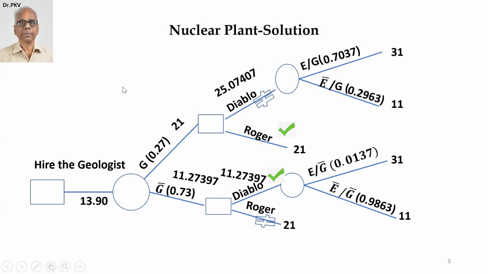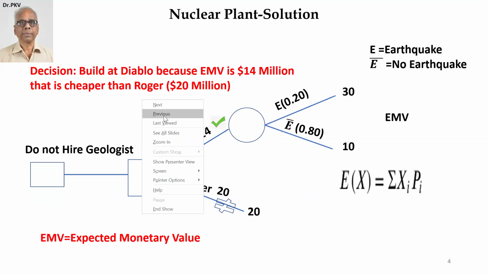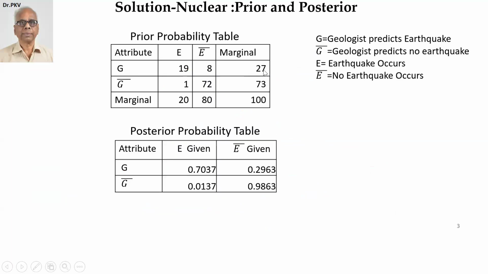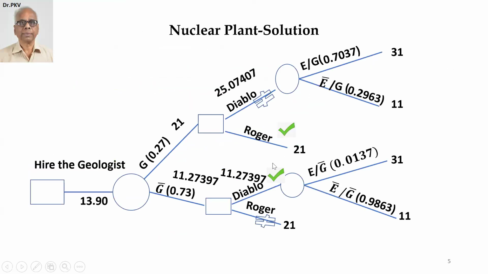But now we saw in the previous table here, overall, 0.27 is the probability geologist predicts earthquake. 0.73 is the probability geologist predicts no earthquake. Because it is out of 100 occasions, therefore 27 by 100, 73 by 100. So I just do that here. In other words, this Roja cost, which I am plugging in here, occurs 27% of the time when the geologist predicts earthquake on an overall basis.